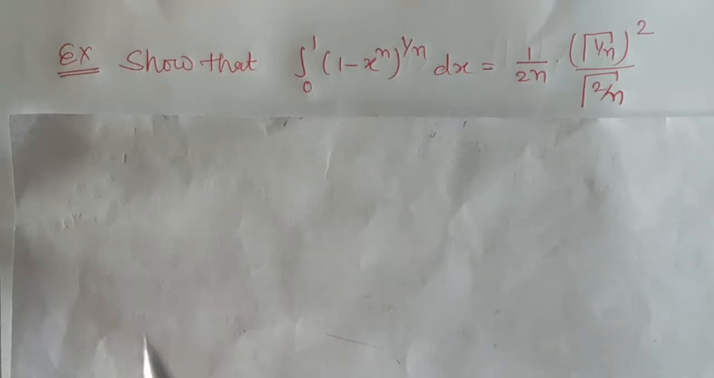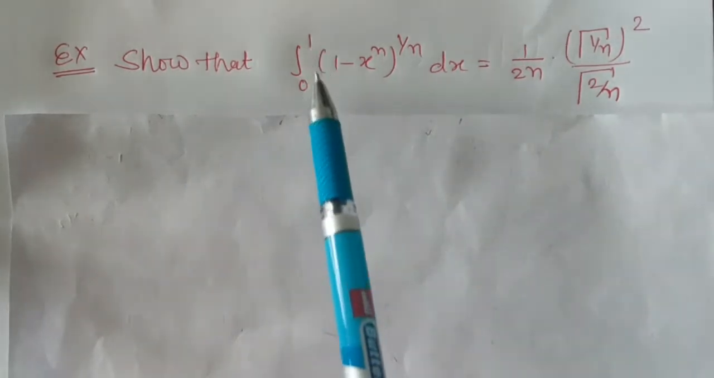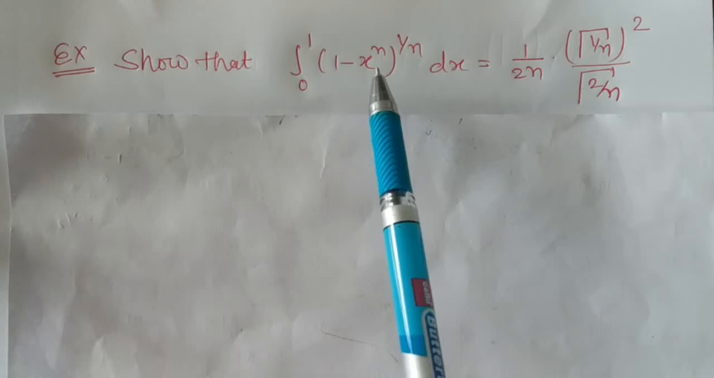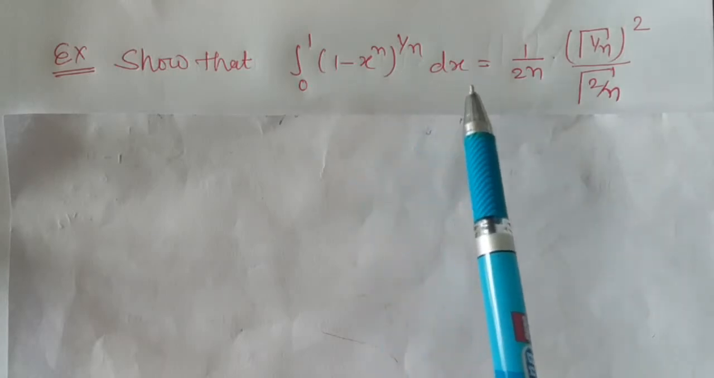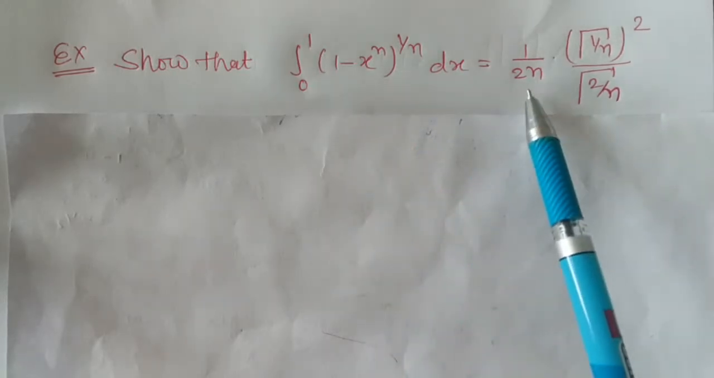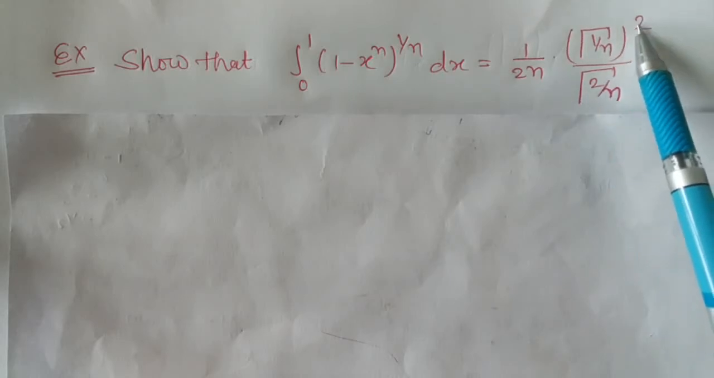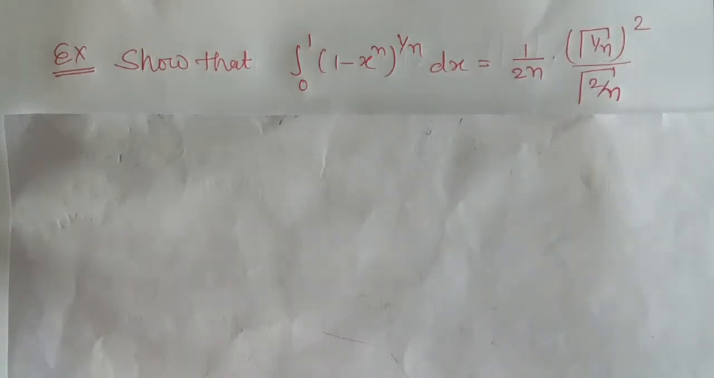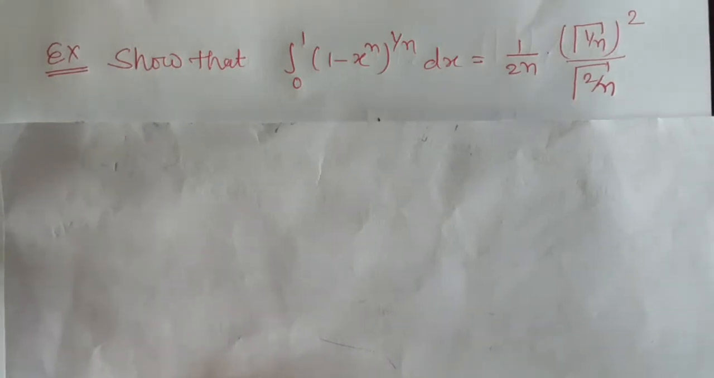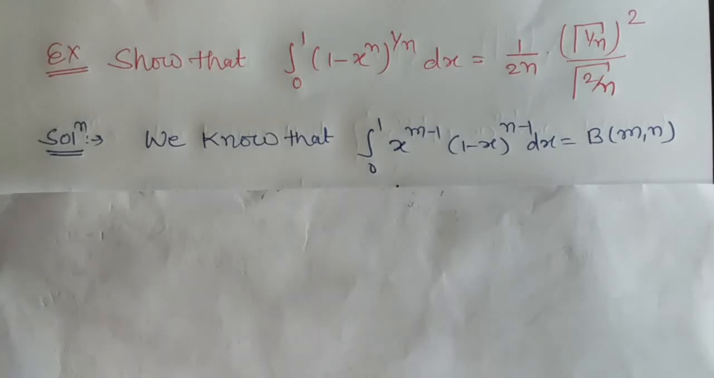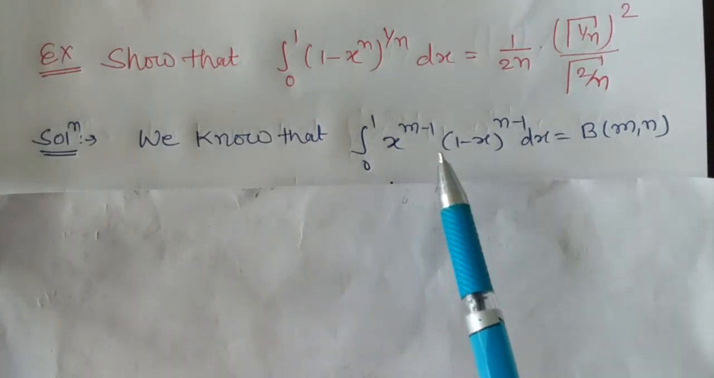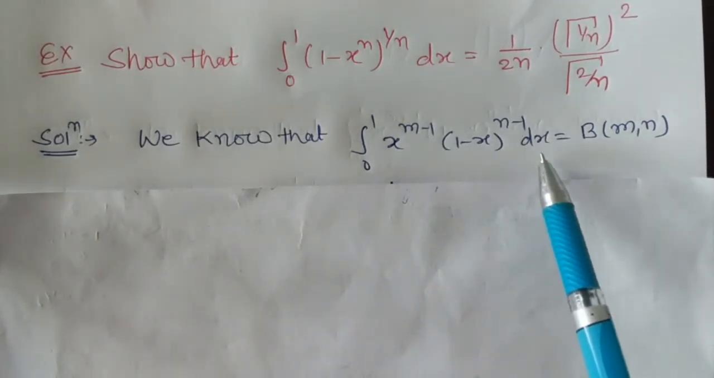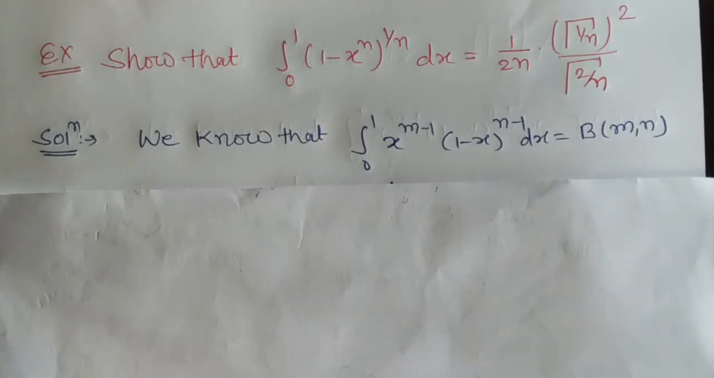Next example is, show that the integral from 0 to 1 of (1 minus x^n) to the power 1/n dx is equal to 1/(2n) times gamma(1/n) squared upon gamma(2/n). To prove this result, we use the standard definition of the beta function, which is the integral from 0 to 1 of x^(m-1) into (1 minus x)^(n-1) dx, equal to beta(m, n).